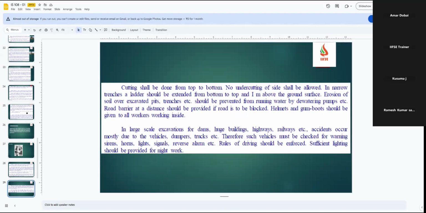So, how can we prevent accidents from this vehicle movement in the facility? Any observations or any guess apart from this? How can we prevent accidents from these heavy vehicles?